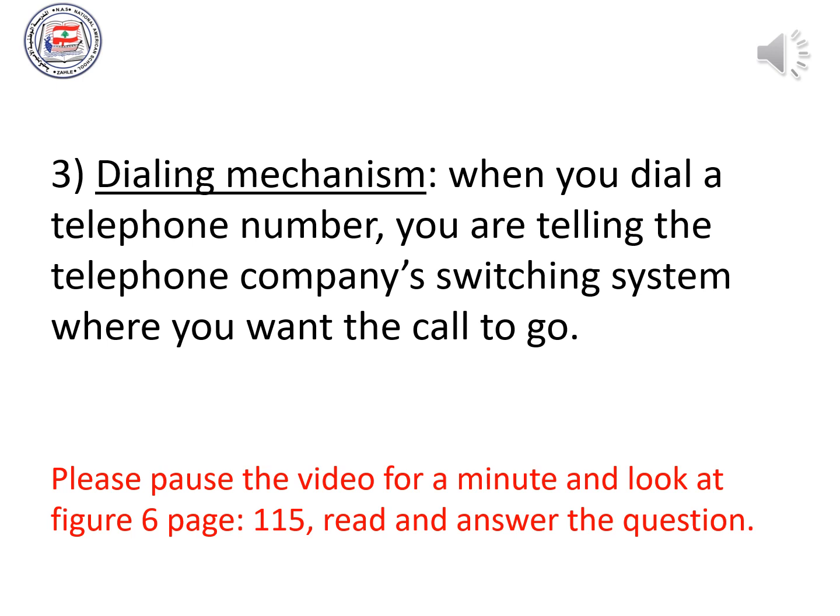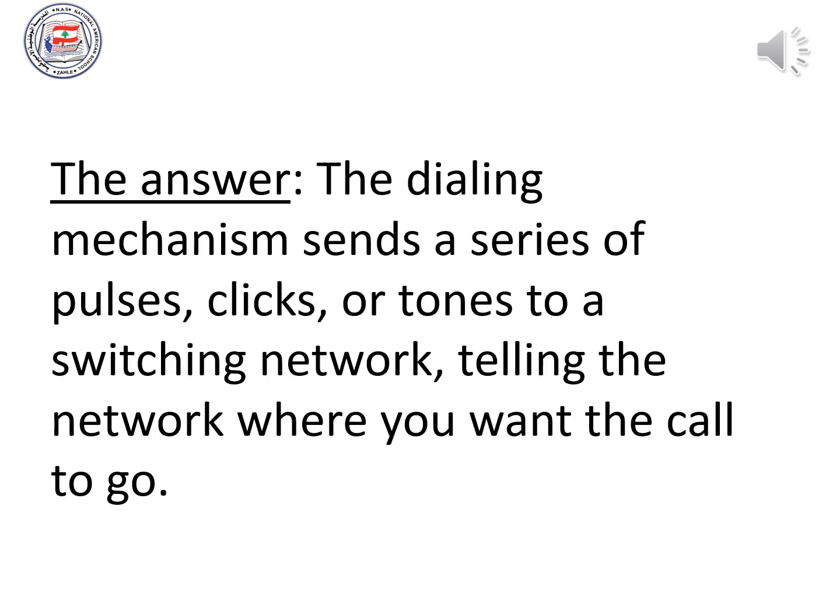Please, if you can pause the video for a minute and look at figure 6, page 115. Read and answer the question. So in figure 6, you can see a telephone and the three main parts of telephones that we already talked about. However, the answer is that the dialing mechanism sends a series of pulses, clicks, or tones to a switching network, telling the network where you want the call to go. If you want to read more about that, you can read beneath the paragraph with the title Telephones in your book.